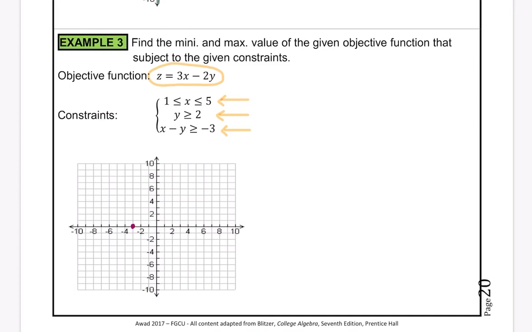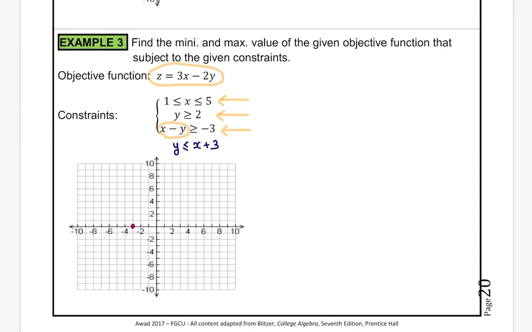As we have been doing, I don't like whenever y is negative, so I'm going to rewrite this in terms of y being positive. If I do that, this would be transformed into y is less than or equal to x plus 3. All right, so now we have three constraints that we are going to work with.